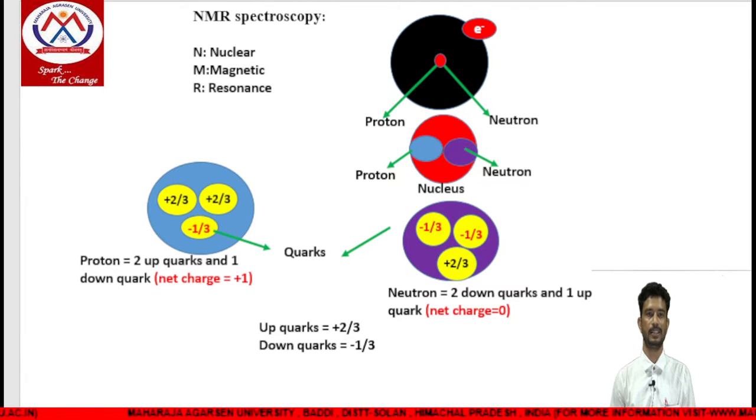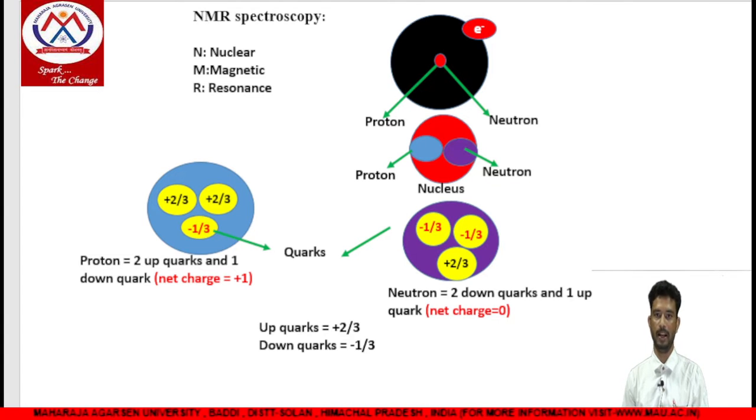So NMR comprises mainly three words, that is N, M and R, where N stands for nuclear, M for magnetic, and R for resonance. So what is the meaning of nuclear? It means something related to our nucleus. The nucleus is the main part responsible in NMR spectroscopy. And the second one is magnetic.